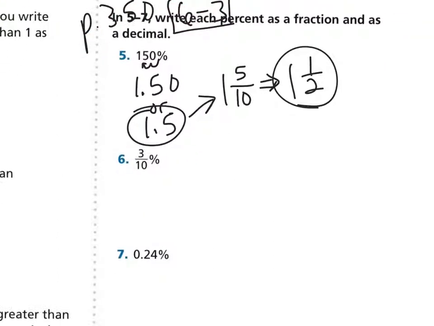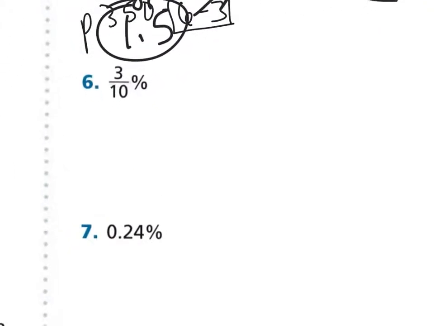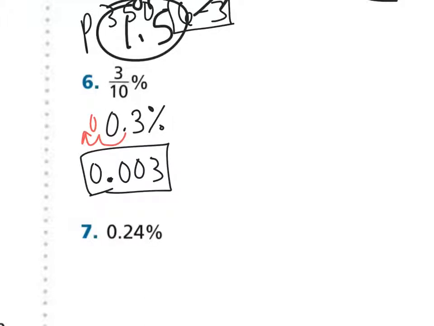Now let's look at number 6. We've got a small percent, 3/10 of a percent. What we could do is write that as 3/10 of a percent. And then again, if you want to, we can change that to a decimal first. So that would just be moving the decimal 2 places to the left. We can add a 0 here. And so then our decimal would be 3 thousandths, or if you want, you can put a 0 in front of that, 0.003.